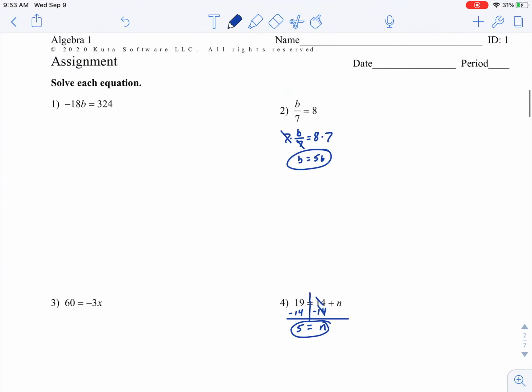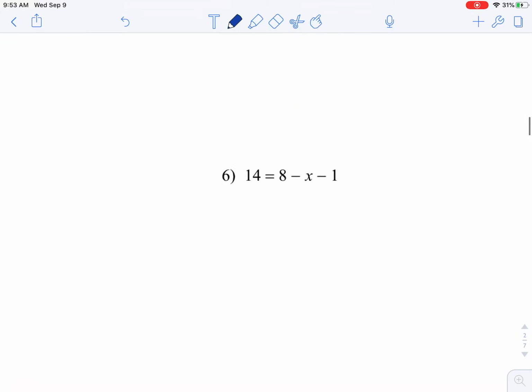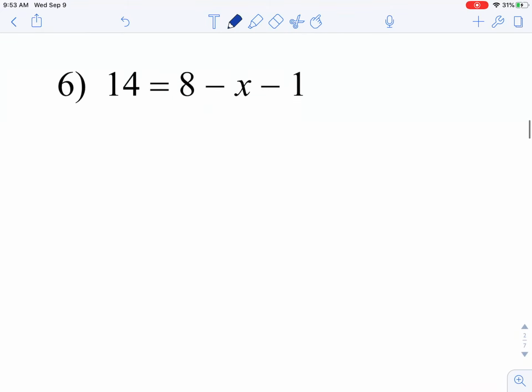So again, just stuff you may have not done for a while. Maybe you forgot over the summer or what have you. Okay, this problem will be a little more challenging for some people. There's a couple different ways to do it. I like to combine terms.